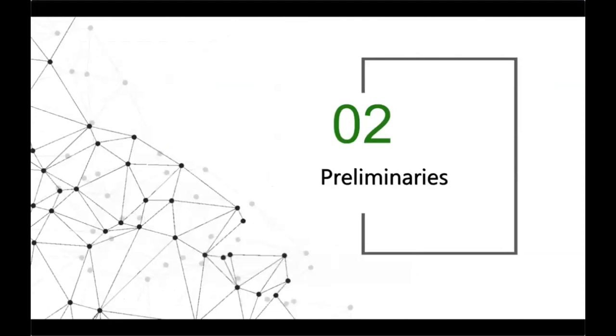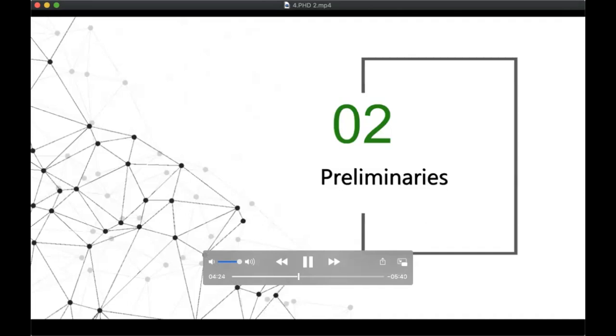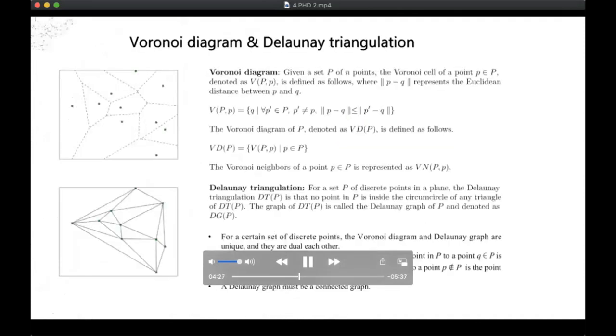Part 2. Preliminaries. In this section, I will introduce the concepts of Voronoi diagram and the Delaunay graph to enhance the understanding of our methodologies. The definitions of them are shown on this page. It can be seen that the Voronoi diagram and the Delaunay graph are unique and they are dual to each other. The Delaunay graph must be a connected graph.